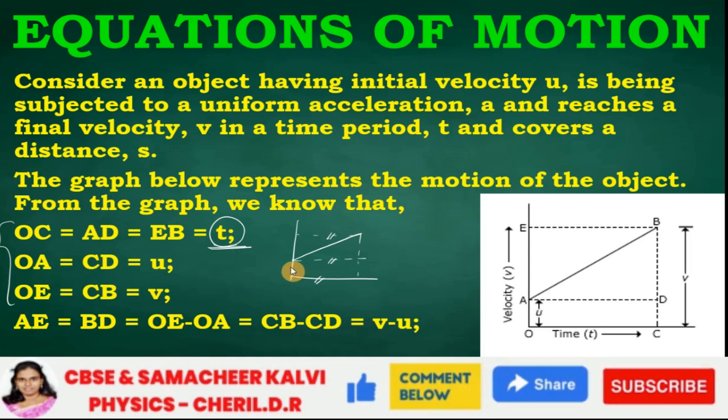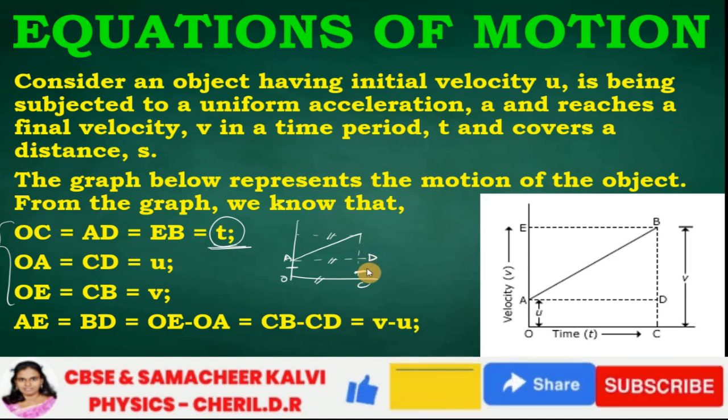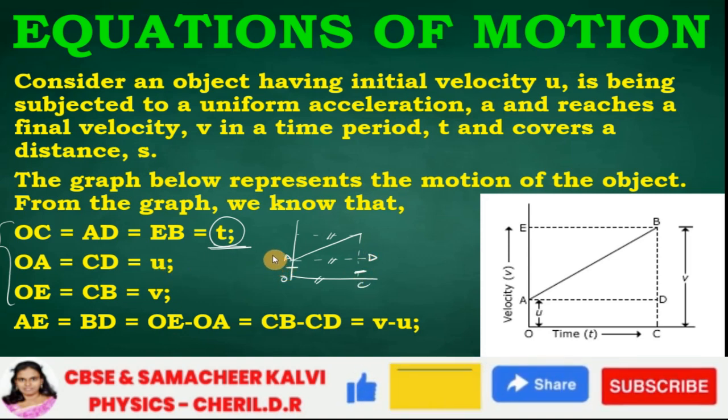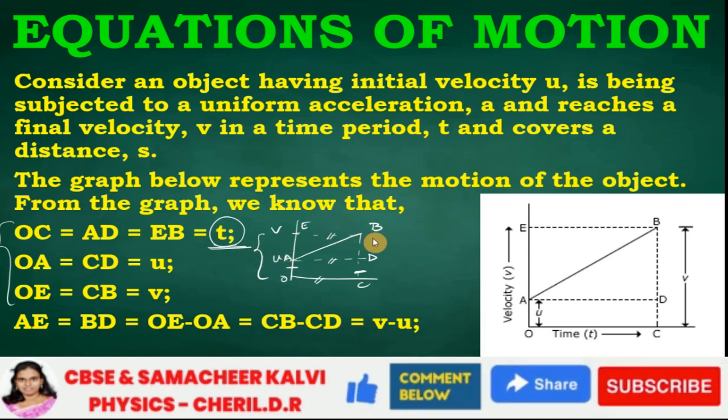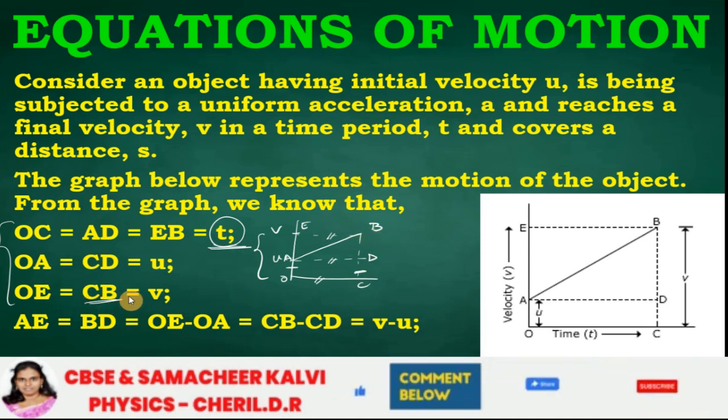The next one is what? This one. So OA is equal to CD. Can you see this? Yes. So that is equal to U. And here is where you have V. Okay. Finally, now OE. So this one you named as E and this as V. OE is what? OE is V. Likewise, OE will be equal to CB or BC.